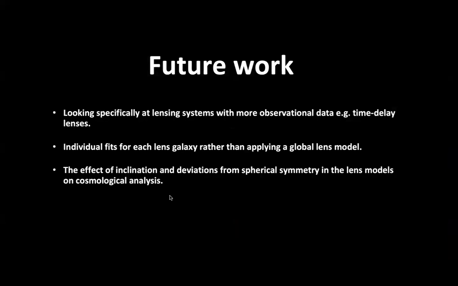So future work, as I said, would be to model these individually rather than applying this global lens fit to the entire catalog. Looking specifically at observational data, so looking at the lenses that actually do have time delays, there's not that many, but doing analysis of the ones I have. And I'm also interested in the effect of inclination and deviations from spherical symmetry in lens models on cosmological analysis. Many of these systems have more than two images, and a spherically symmetric model cannot produce those images. So it doesn't really make sense to apply those models to those systems.